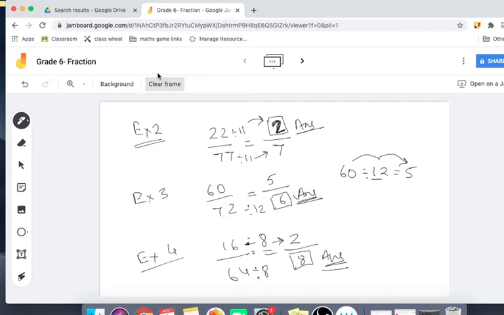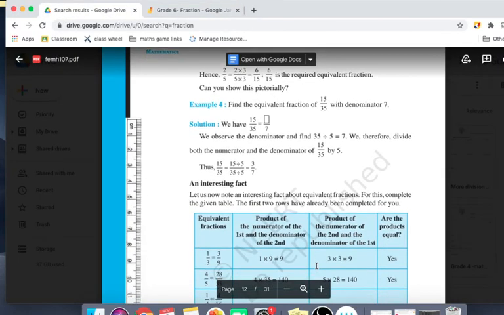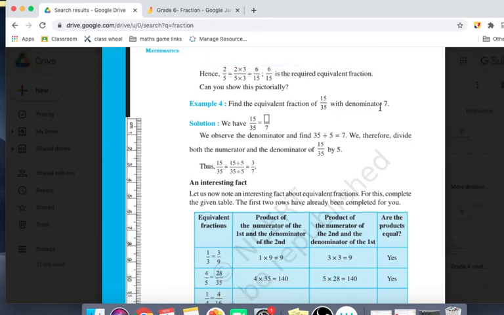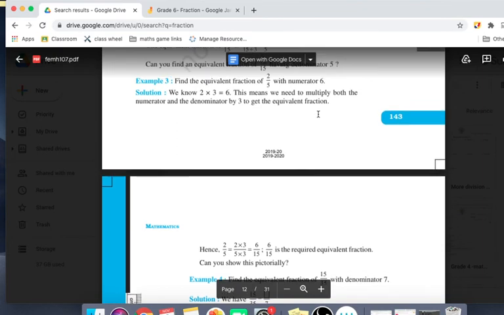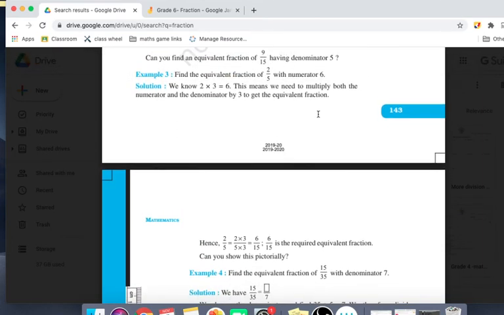Let's go to the book and let's see what is given there. Okay, so find the equivalent fraction of 15 by 35 with denominator 7. Try this question on your own. I am hiding the solution so that you can try it. Okay, try it.